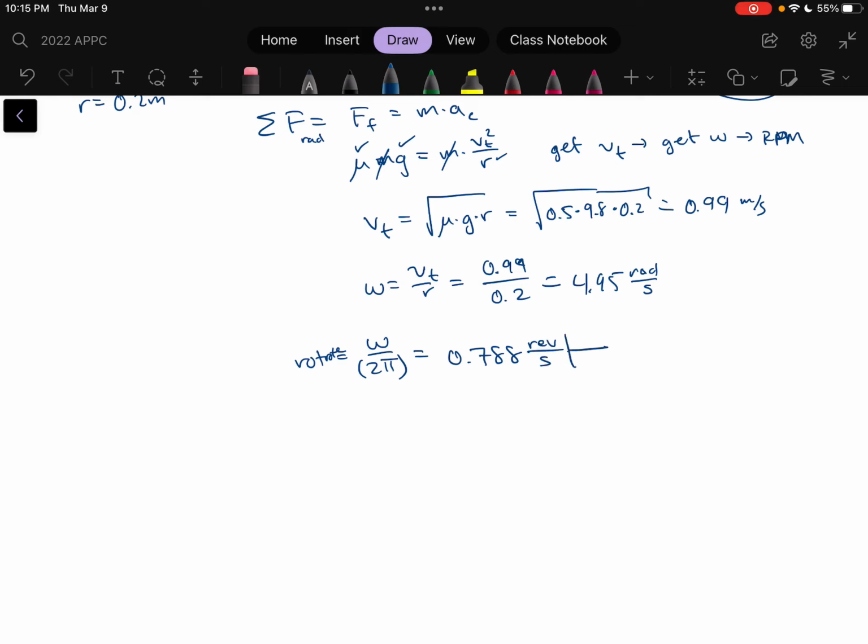Now I can convert by multiplying by 60 seconds for every 1 minute, and I get about 47 RPM. That's a little bit faster than a 45 RPM record, but significantly faster than the 33 1/3 that we were at originally. So I think the eraser's not going crazy unless we start cranking up some old 78 records. But that's it for this problem. Hopefully you find that helpful.